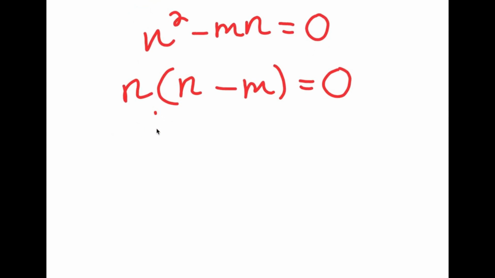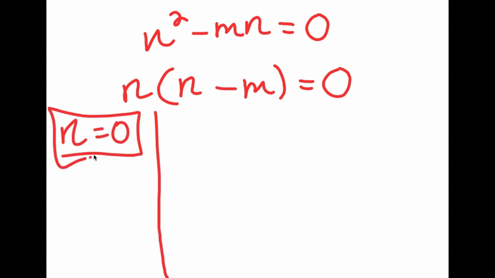So if I factor out n, I get n times (n minus m) is equal to 0. So now this gives me two equations. I get n is equal to 0, which is already a solution, and I also get n minus m is equal to 0.